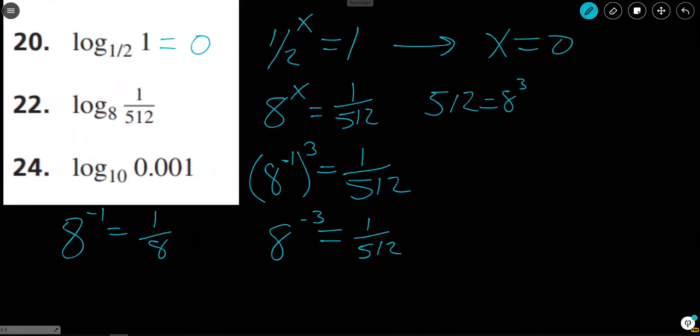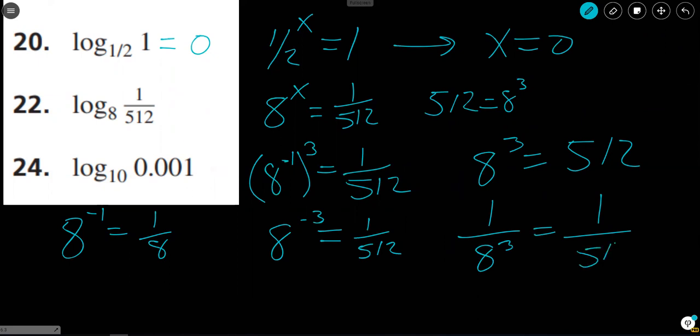Another way you can think about it is you can take 8 to the 3rd power. That's going to equal 512. Well, the reciprocal of that is just going to be 1 over 8 to the 3rd. And I can then rewrite that. If I want to write it in powers of 8, I can just take this 8 to the 3rd out of the denominator. And that gives me 8 to the negative 3rd power.